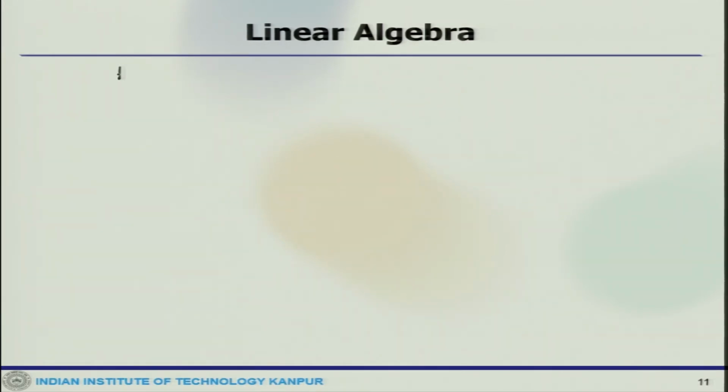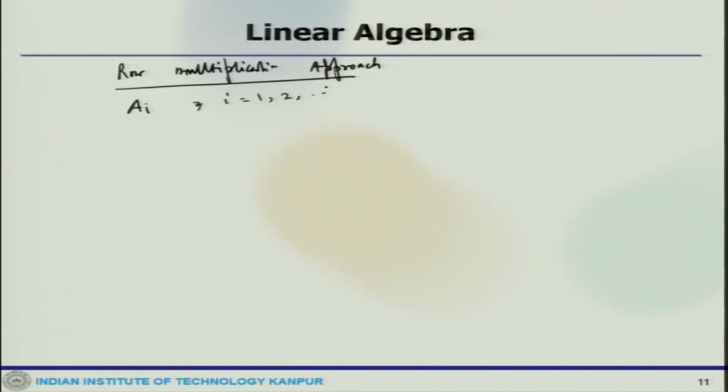Now, if we go with the row multiplication approach, let us say Ai, where i goes 1 to n, are the rows of A. Then we can write Ai dot B equals Ci, where i goes 1 to n, and Ci is the ith row in the C matrix. So, again the rows of C are linear combinations of rows of B.